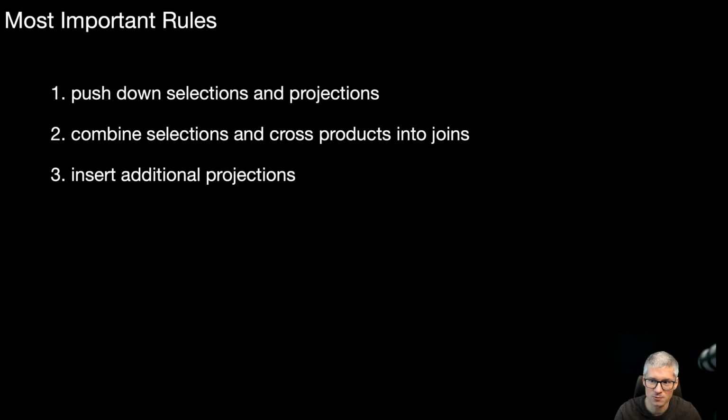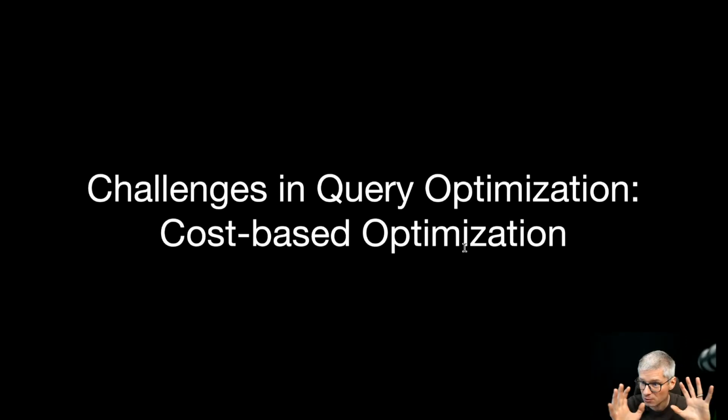But the most important rules you should really remember: one is you push down selections and projections. That's also called predicate push down. You combine selections and cross products into joins. You want to have as many joins as possible. Whenever there's an opportunity to have a join, get rid of the cross product. And third is you insert additional projections. Those are the most important rules. Yeah, that's rule-based optimization. Now let's look at cost-based optimization.